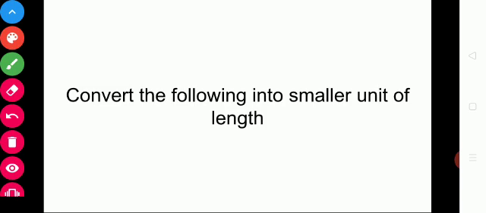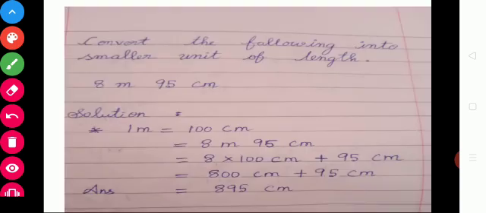And then next, convert the following into smaller unit of length. You want to convert into smaller unit of length. So that meter is smaller unit or bigger unit, children? Meter is bigger unit and then centimeter is smaller unit. In this, 95 already it is given in smaller unit. This alone you want to convert into centimeter. So what do you want to do? This 95 as such you want to write here. Okay, children.